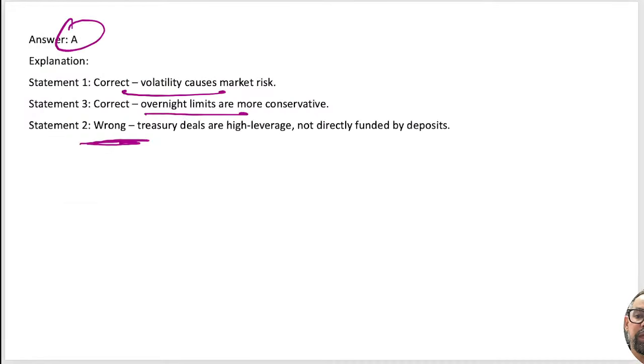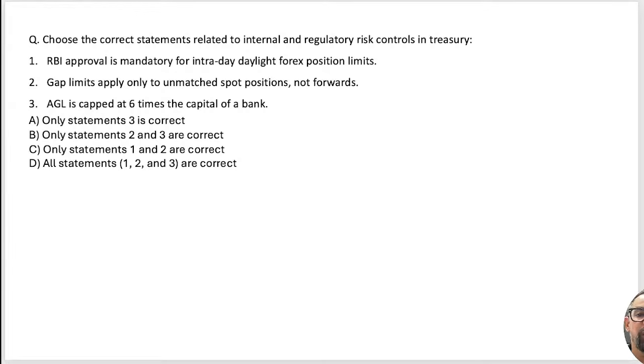Daylight is basically the intraday limit, buy today, sell today. And overnight is basically involving high risk. So that's why these are on the lower side. That is the case here.